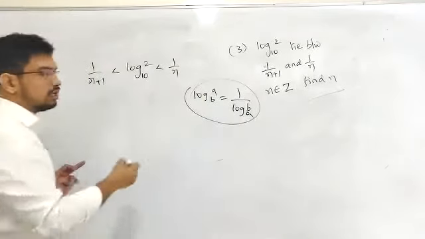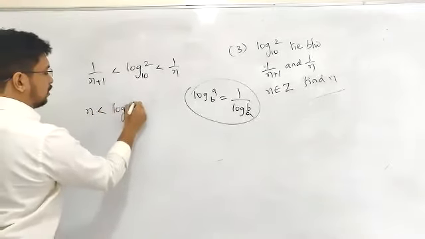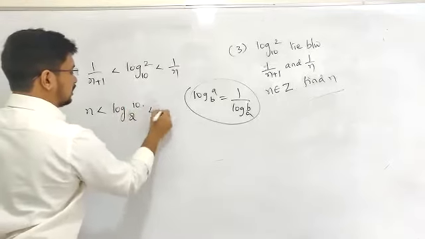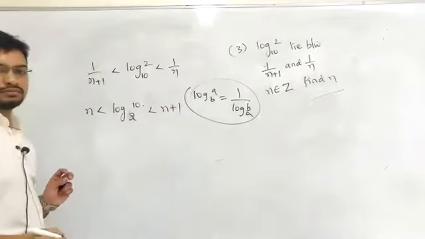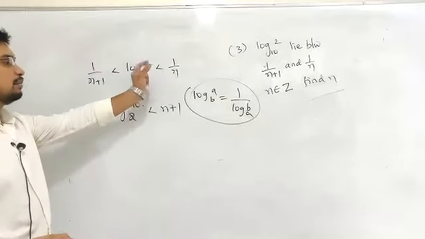This is the idea. So if I write that, you'll get n is less than log 10 to the base 2 is less than n plus 1. We'll be getting n is less than log 10 to the base 2 is less than n plus 1. I'm reversing this inequality.